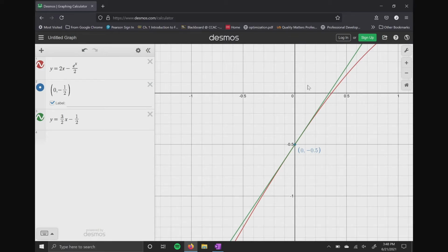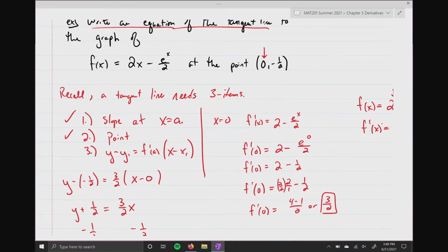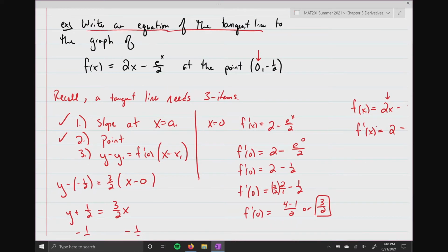I think the key to everything here is just understanding, zoom out here a little bit, understanding what the question is asking us to do. Whenever you see the words, write an equation of the tangent line, you need 3 items. Slope evaluated at x equals a. And remember, the slope is now our derivative. Two, you need a point. They're either going to give you the point or they're going to say x equals 1. And if they give you x equals a number, then you're going to have to find that point. And then third, we just use y minus y1 equals the derivative evaluated at a times the quantity x minus x1.